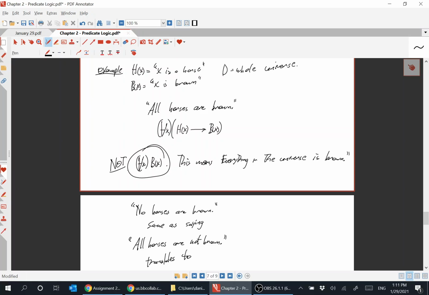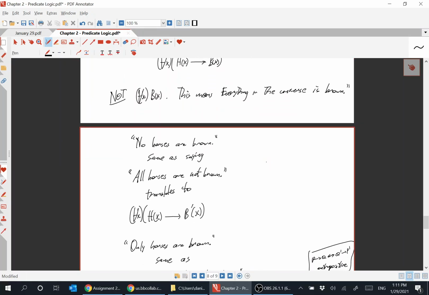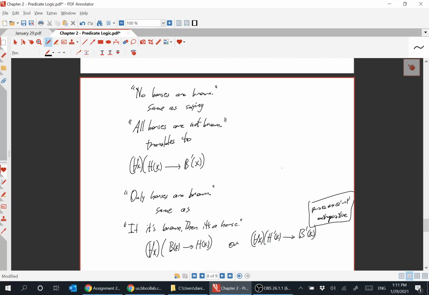So, if you're just talking about life, you're typically talking about the whole universe or things within the natural world. If you're talking about mathematics, maybe you're just talking about numbers, in which case your domain might be all real numbers. Or whatever other mathematical objects you're talking about besides numbers.